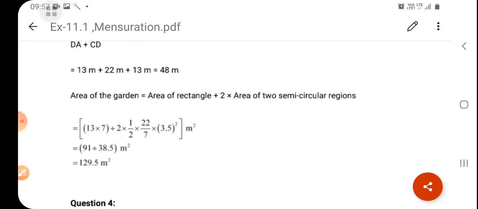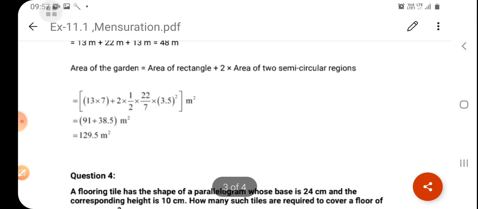Semicircular regions, that is we are putting here half and 2 into half into pi r square, that is 22 upon 7 into 3.5 whole square. So area of rectangle is 13 into 7, that is 91, plus area of two semicircular regions 38.5, that is 129.5 meter square.